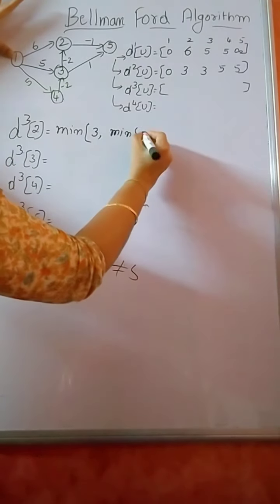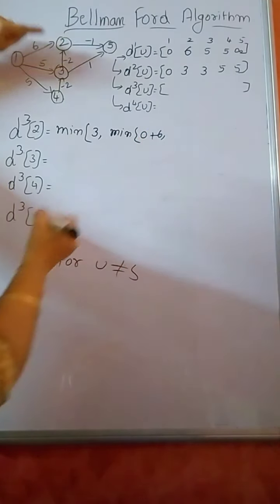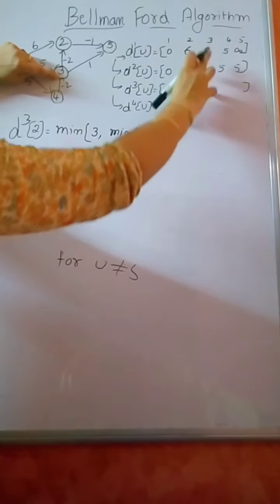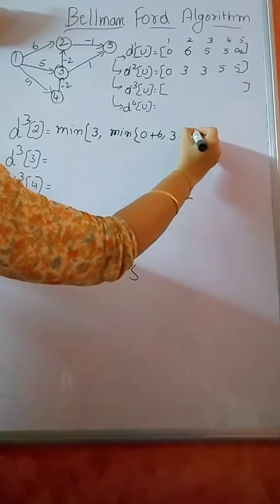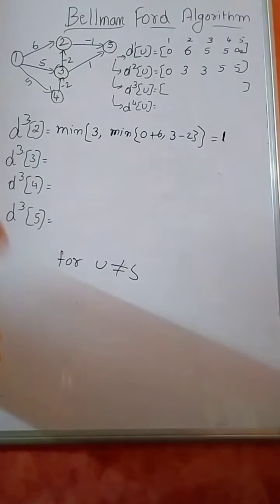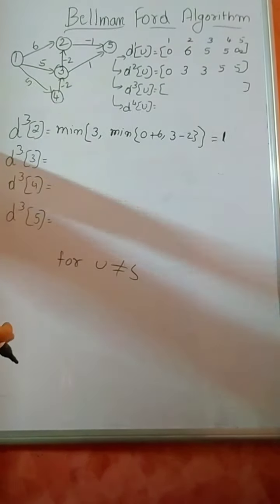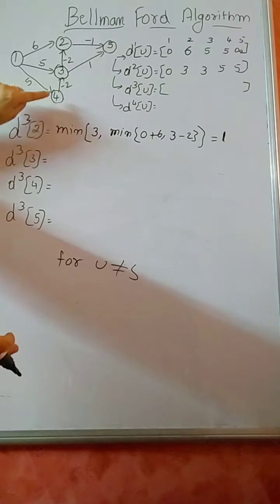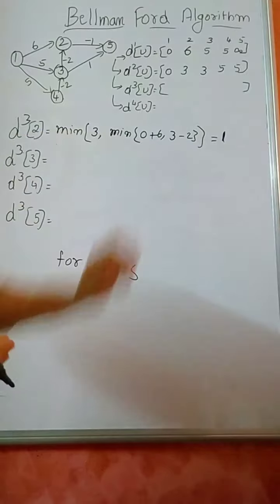Now what is the previous distance to 1? 0. Okay. 1 to 2 is 6. Now from 3, what is the previous distance to 3? Not 5, it is 3. So it is 3. Now 3 to 2 is minus 2. So which is the minimum among all of them? 1 is the minimum. Means now how I am moving from 1 to 2 is like this. We are moving 1 to 4, 5. 5 minus 2 is 3. 3 minus 2 is 1. So that's why I got it as 1.